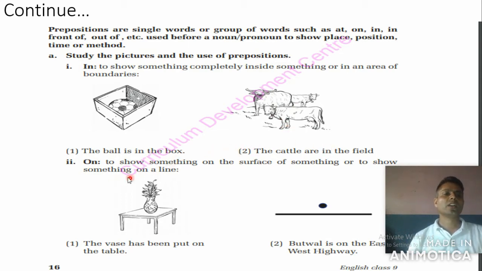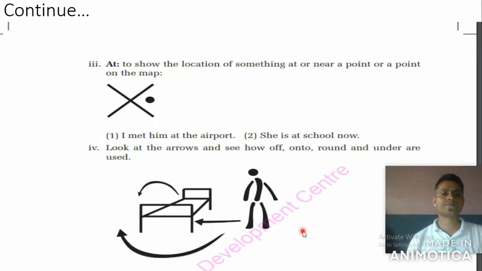Now on, to show something on a line, right? To show something on a surface, or to show something on a line. Here the vase has been put on the table. Butuol is on the east-west highway, right? So for this surface, or any line, in this situation, we have to use this preposition, right?